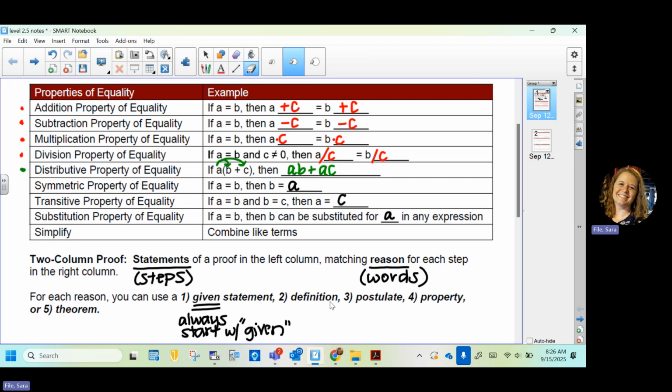Then all of the other reasons can either be definitions or postulates or properties or theorems. Okay.